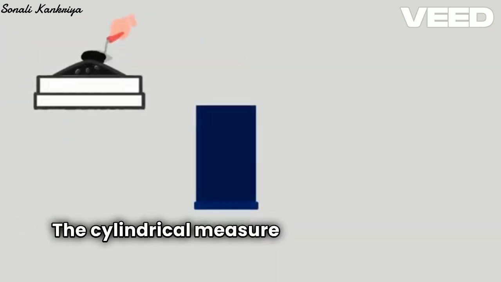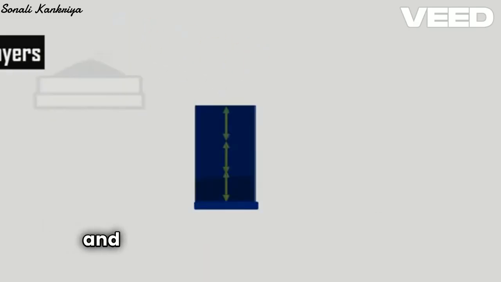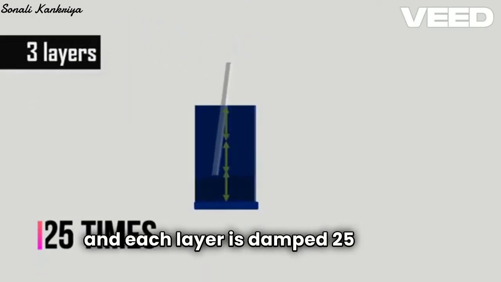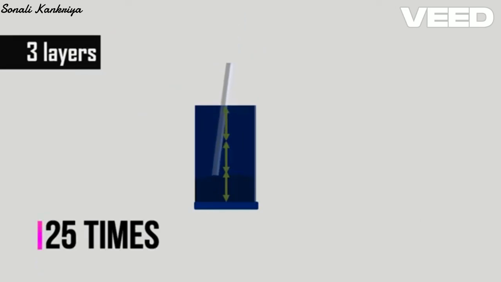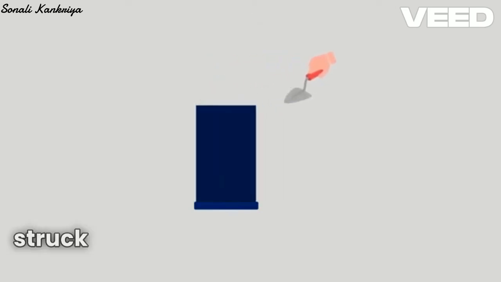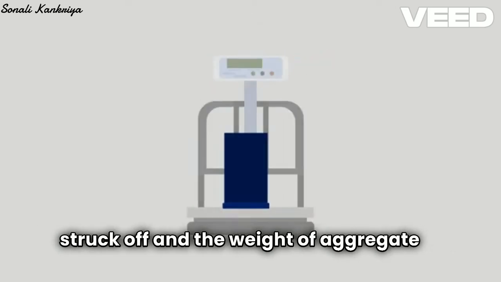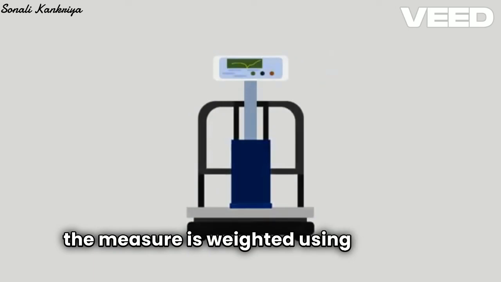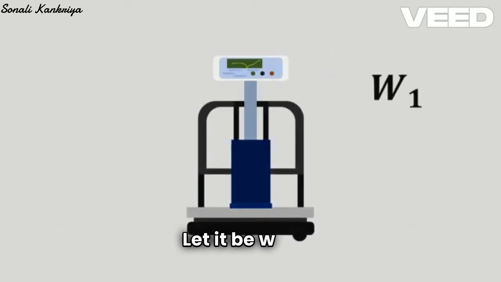The cylindrical measure is filled with 3 layers and each layer is tamped 25 times. Once filled, the surface of the level is struck off and the weight of aggregate in the measure is weighed using balance. Let it be W1.